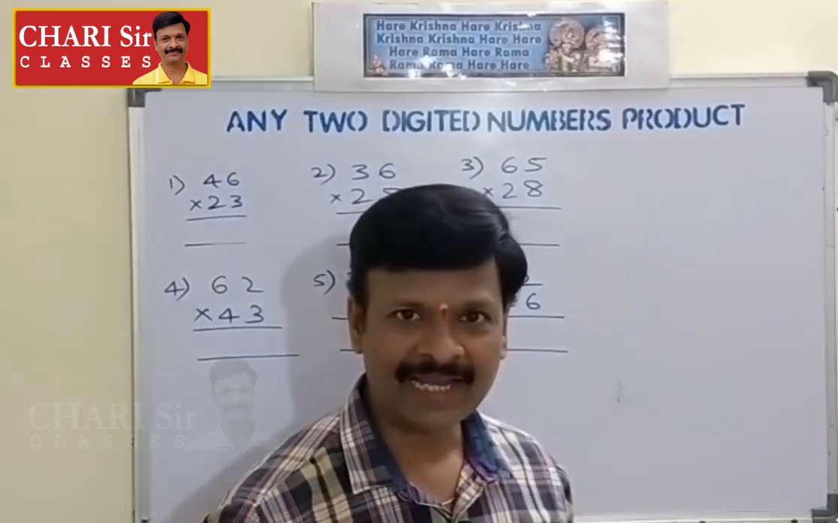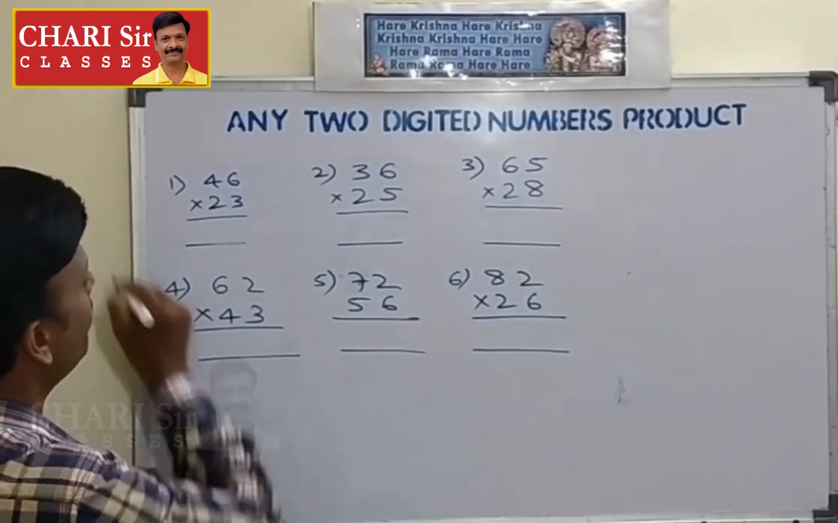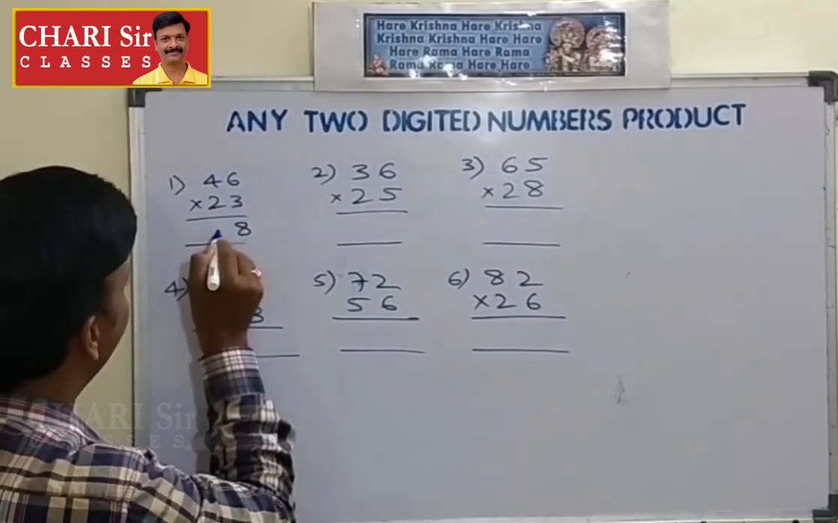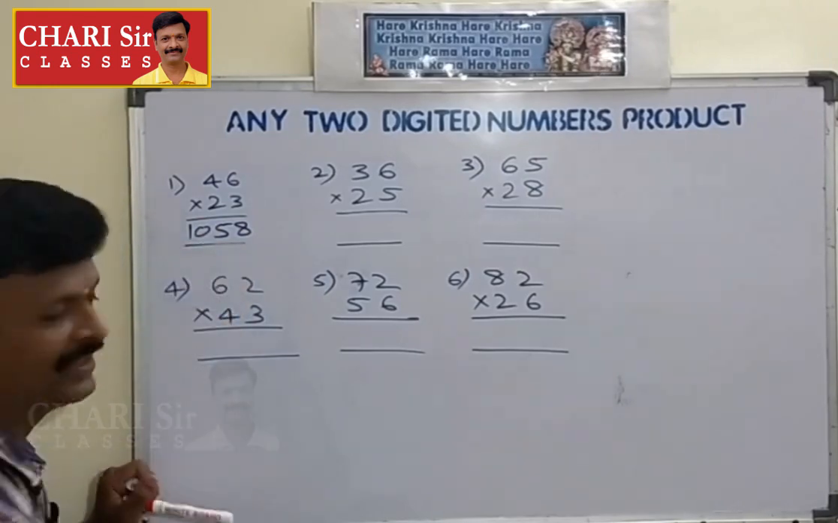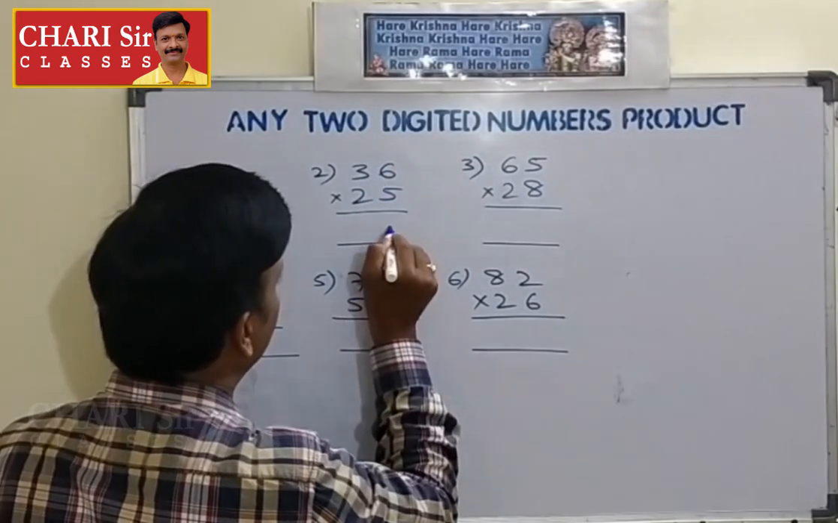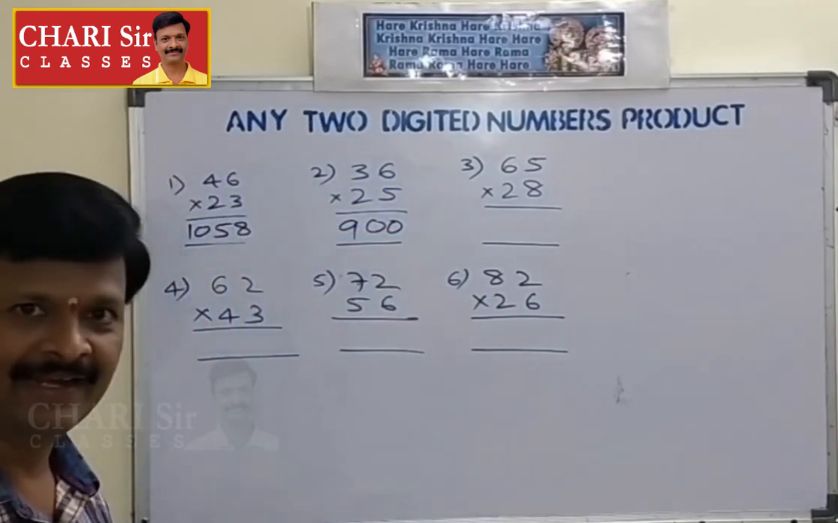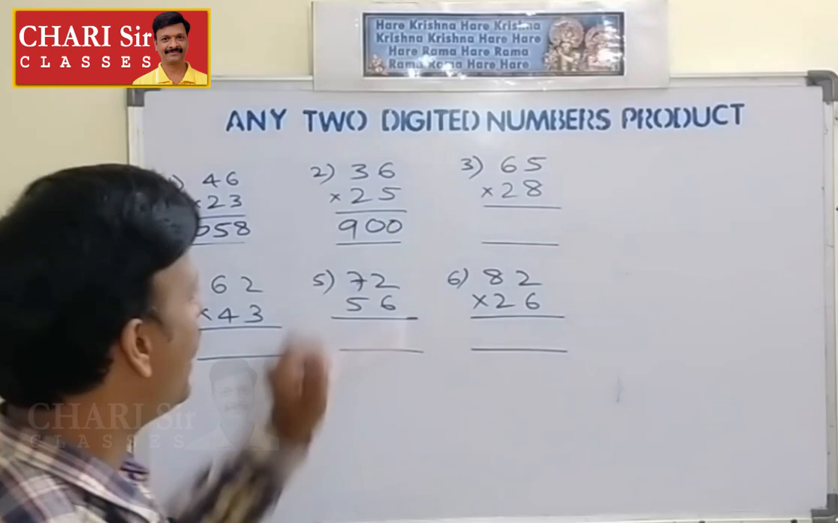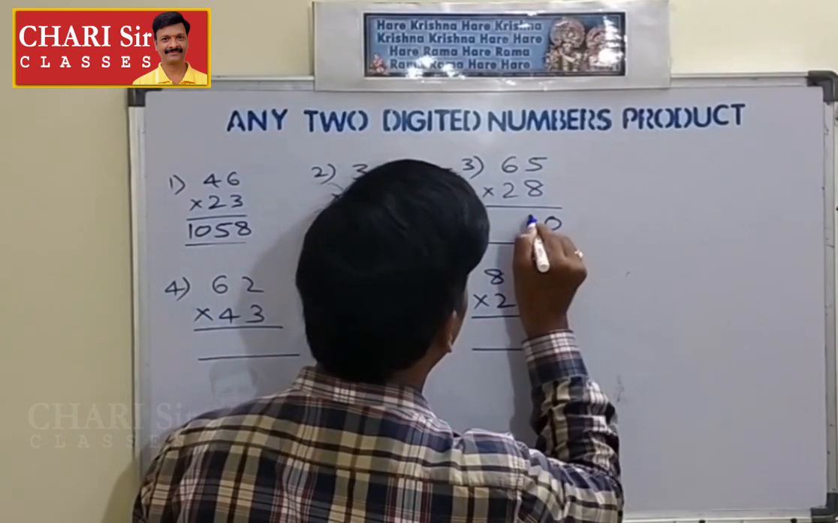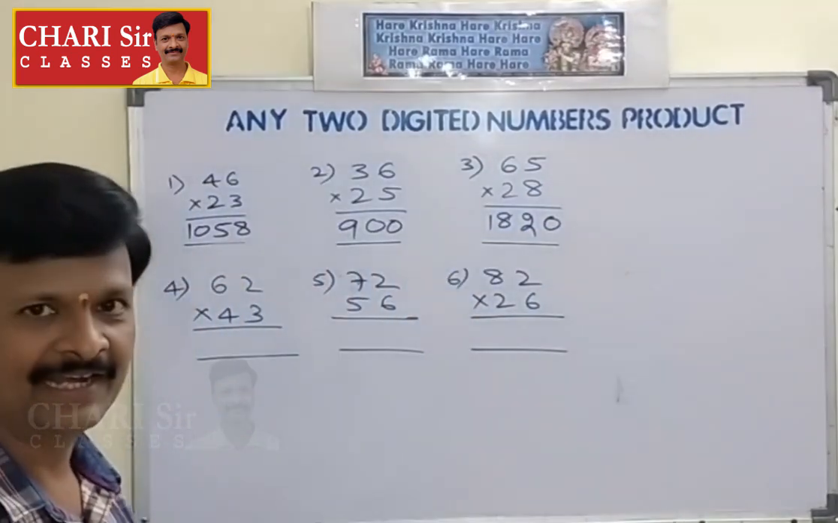Here some examples are given. Let's do this one. See, 46 into 23. Within one step we try to write the answer: 1058. 36 into 25, this becomes 900. And next 65 into 28, this becomes 1820.